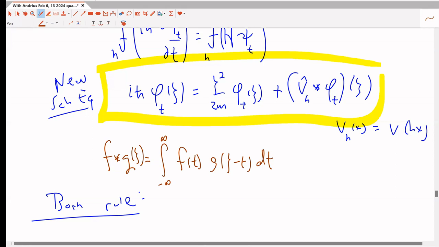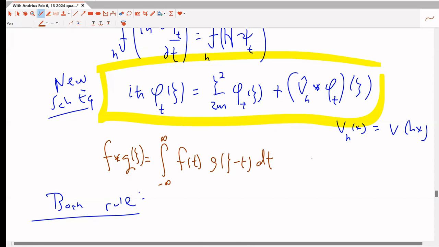Just to slow you down, zeta here, you fix it, like zeta could be 3. And then for the value of f convolved with g at 3, you fix 3, and then you see what's happening with g of 3 minus t, and when you multiply by f of t and integrate, it's a machine, it'll spit out some kind of answer for 3, but you'll do that for every zeta. Right, it spits out a function of zeta.